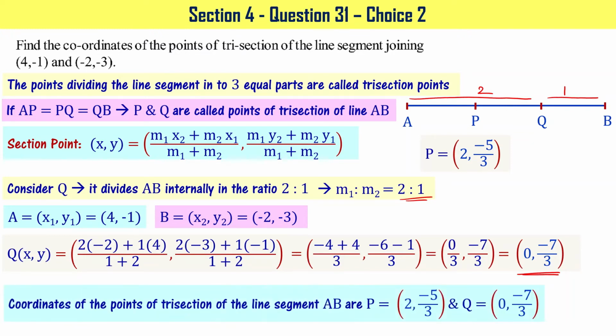To answer the question, let's write it as: coordinates of the points of trisection of the line segment AB are P, that is equal to 2 comma minus 5 by 3, and Q, that is 0 comma minus 7 by 3. This is what we are asked to find.